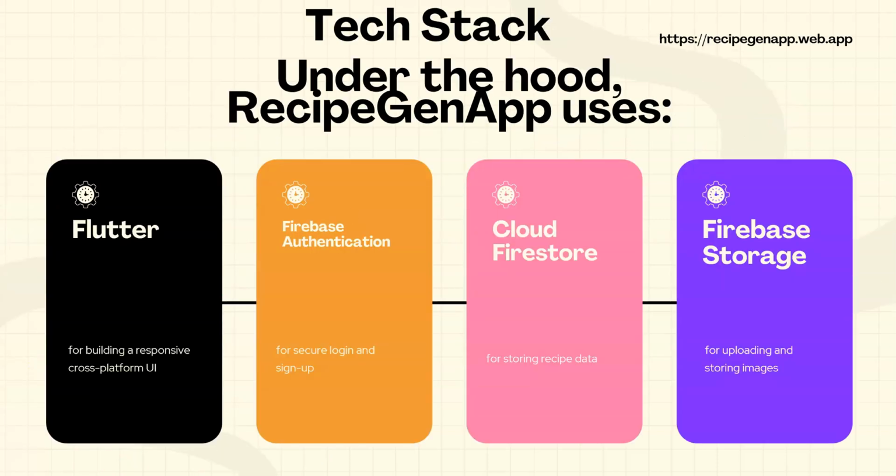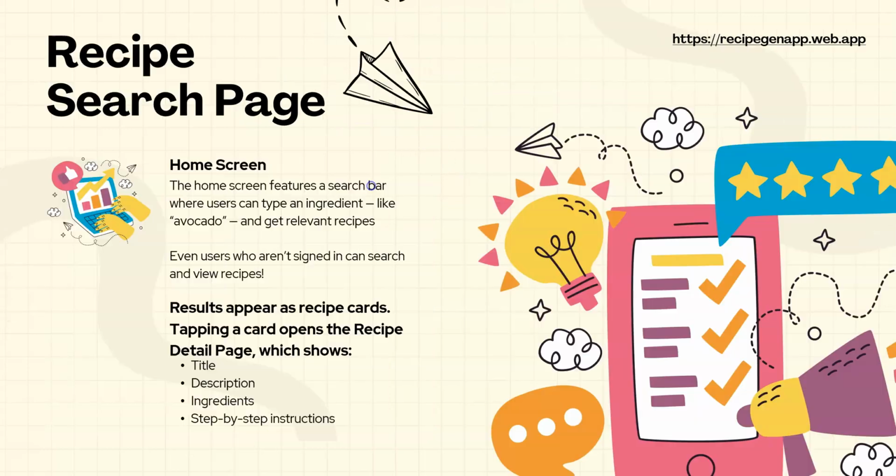Looking under the hood, here's the Recipe Gen app. The programs we used: Flutter for building a responsive cross-platform user interface, Firebase authentication for secure login and sign up, Cloud Firestore for storing recipe data, and Firebase storage for uploading and storing images.